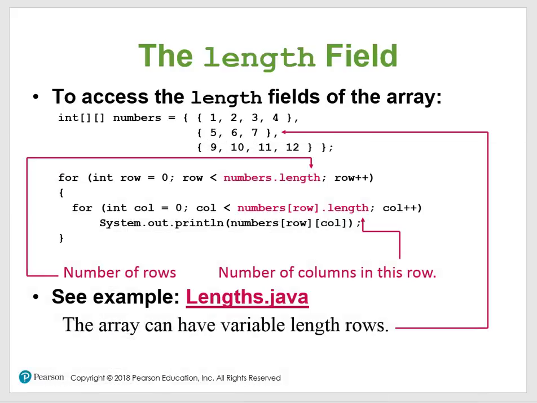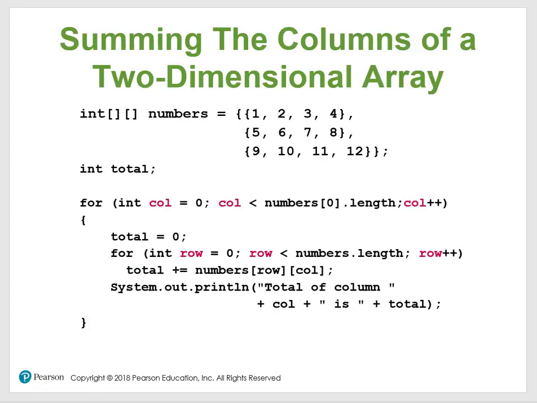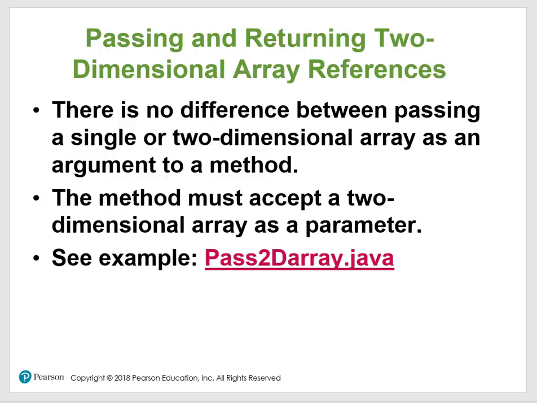Moving on, that was all about dot length and two-dimensional arrays, summing up the two-dimensional rows. You can sum up the rows and columns the same way. Passing two-dimensional arrays: when you pass and return two-dimensional arrays, it is a reference. There's no difference between passing a single or a two-dimensional array as an argument to a method. The method must accept a two-dimensional array as a parameter.